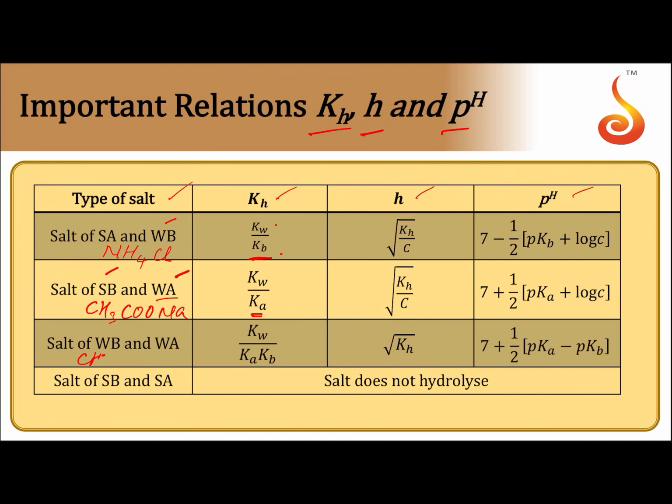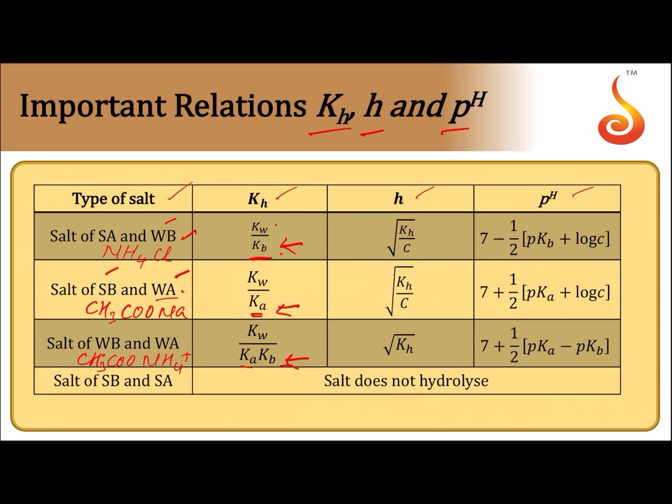Here both of them are weak. It will be an ammonium acetate salt, CH3COONH4. When both are weak, the hydrolysis constant has both Ka and Kb in the denominator. So for the salt of a weak base, Kh contains Kb in the denominator. For a salt of a weak acid, Ka comes in the denominator. When both are weak, both come in the denominator.